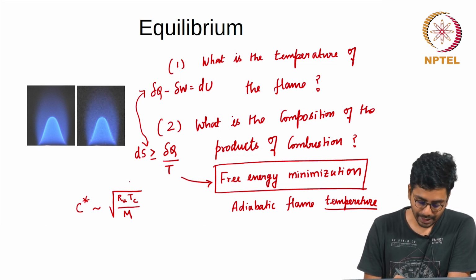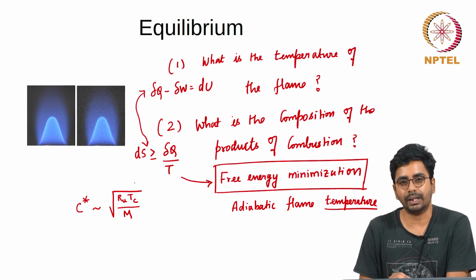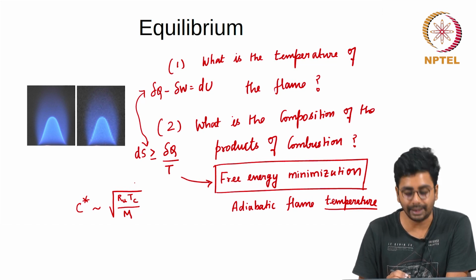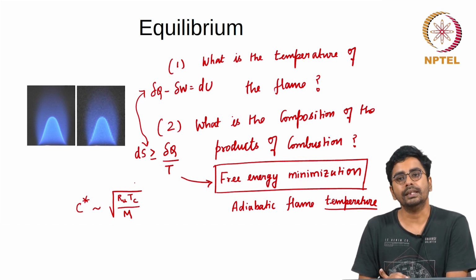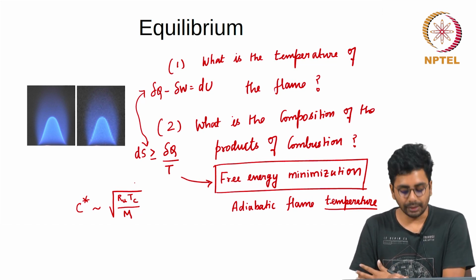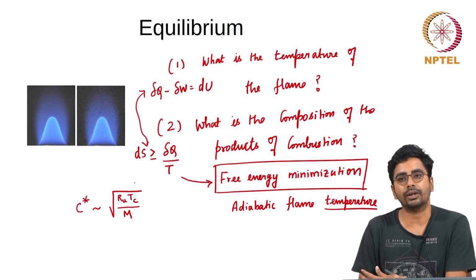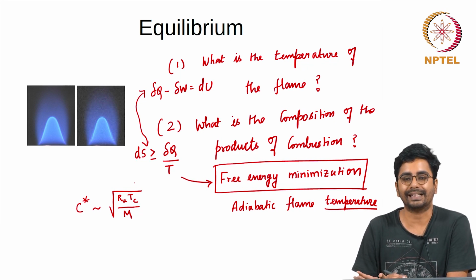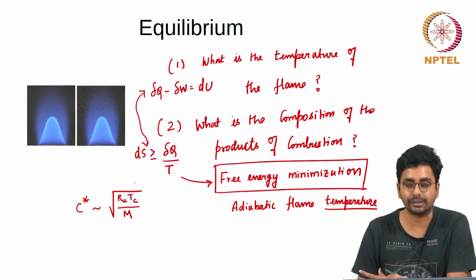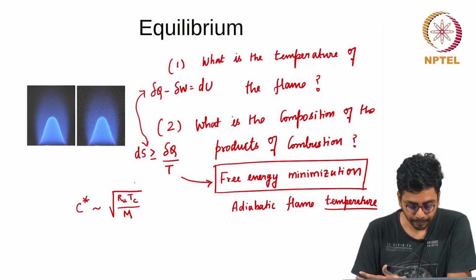As you can see, it is directly proportional to the square root of the temperature, but inversely proportional to the square root of the molecular weight, and this is the reason why we would like to operate the rocket at maximum C star for a given propellant combination, because that is a condition that leads to maximum specific impulse.